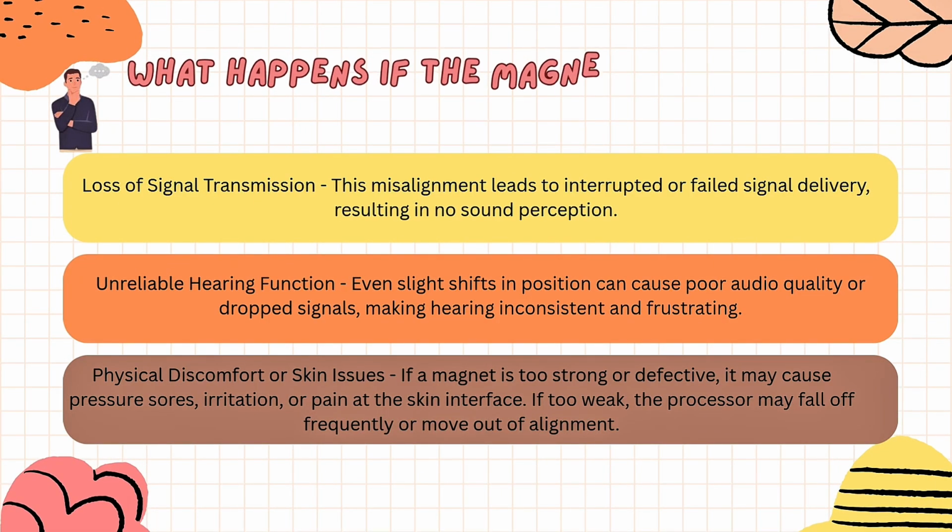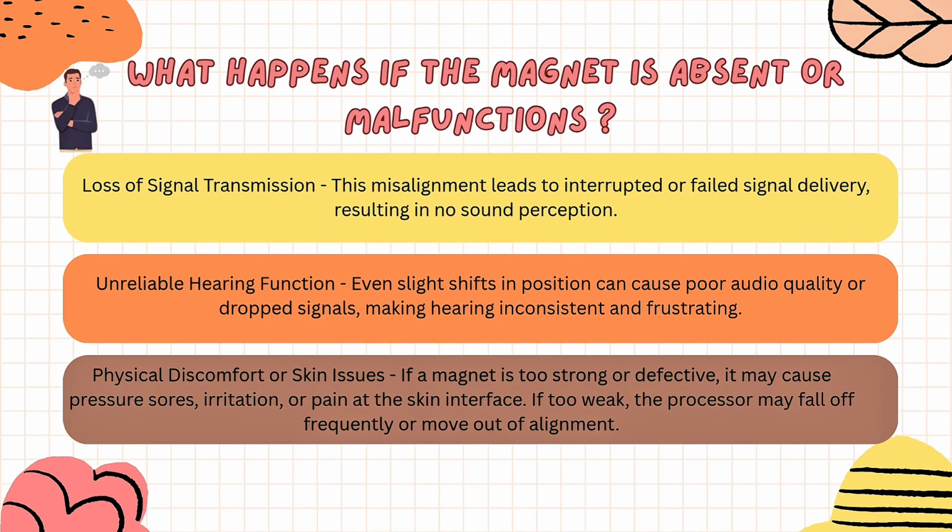Next, let's see what happens if the magnet is absent or malfunctions. It may cause loss of signal transmission. This misalignment leads to interrupted or failed signal delivery, resulting in no sound perception. Then, unreliable hearing function. Even a slight shift in position can cause poor audio quality or dropped signal, making hearing inconsistent and frustrating. And the last one is physical discomfort or skin issues. If a magnet is too strong or defective, it may cause pressure sores, irritation, or pain at the skin interface. If it's too weak, the processor may fall off frequently or move out of alignment.